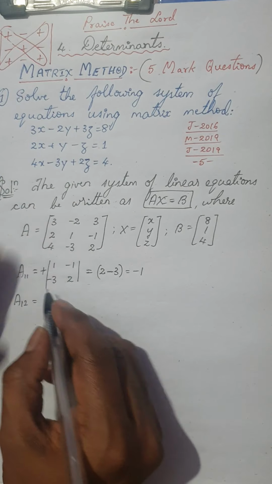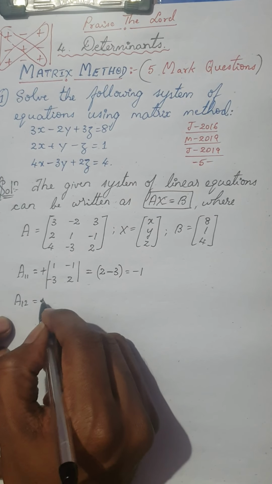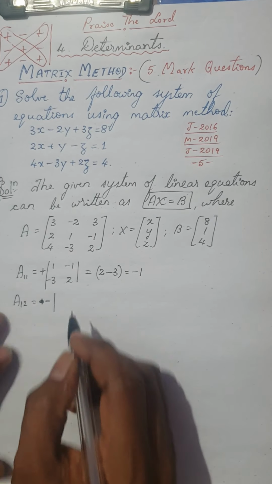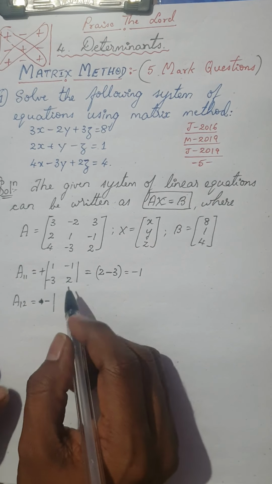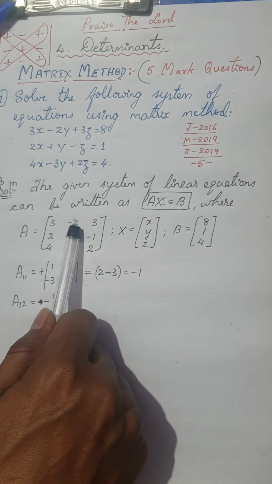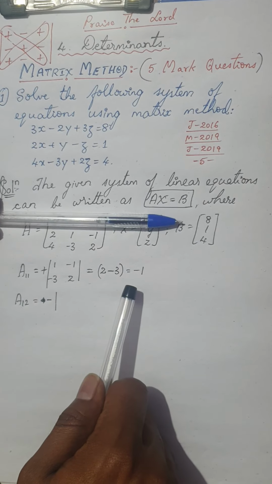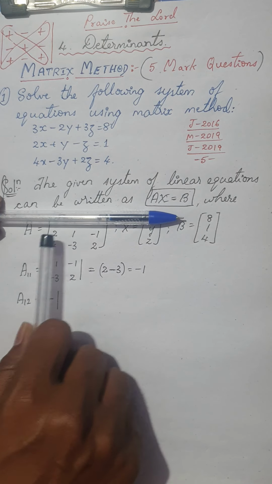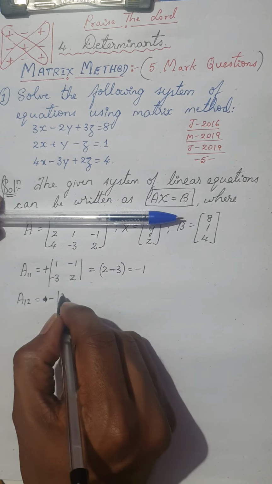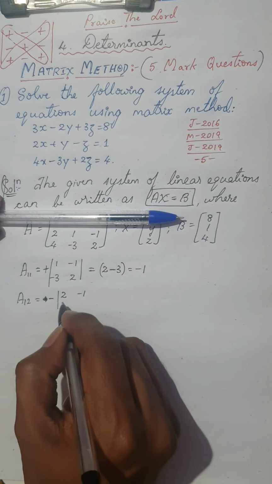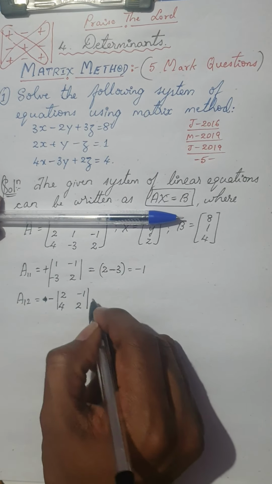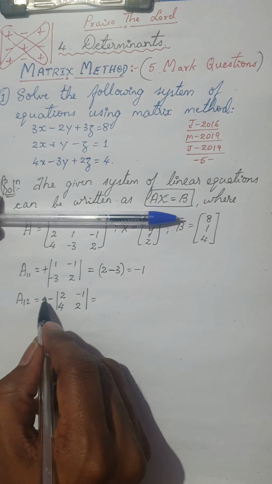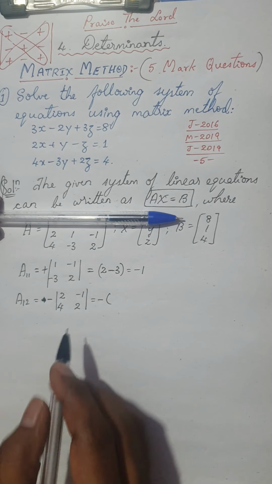For A12 the sign is minus. You will have alternating plus and minus. This is the element A12. Take away its row and take away its column. So your resultant determinant is 2, -1, 4 and 2. When you have a negative sign outside, kindly keep it outside.